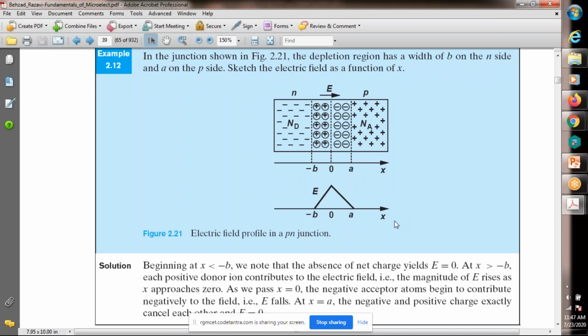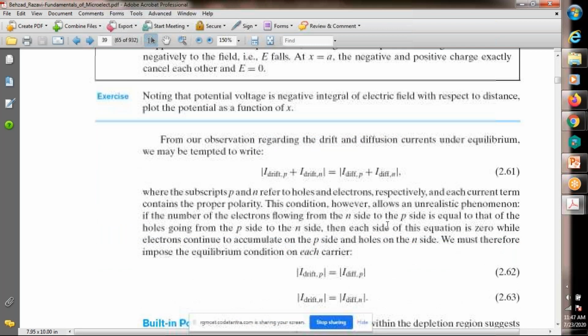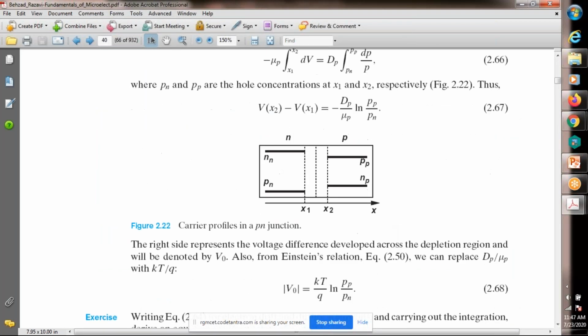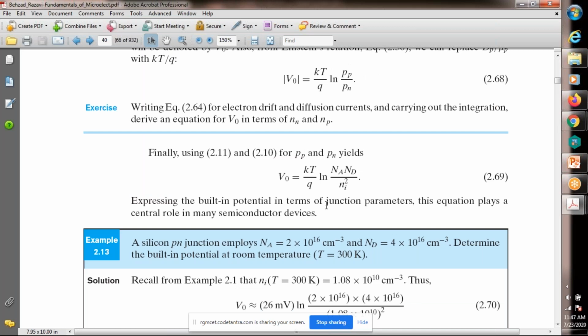Okay, this is about the open circuited PN junction. With this, we completed the open circuited PN junction. Okay, we have not used the open circuit PN junction in practice, right? Only for our analysis we consider it, right?